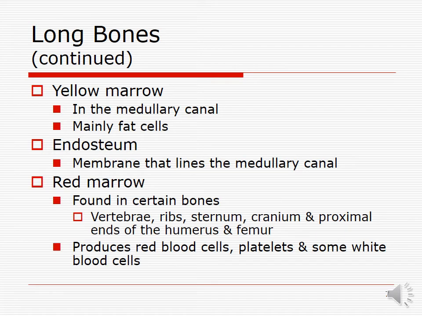In addition to the yellow marrow, there's the endosteum. This is the membrane that lines the medullary canal, and it keeps the yellow marrow intact and is also helpful in bone growth.